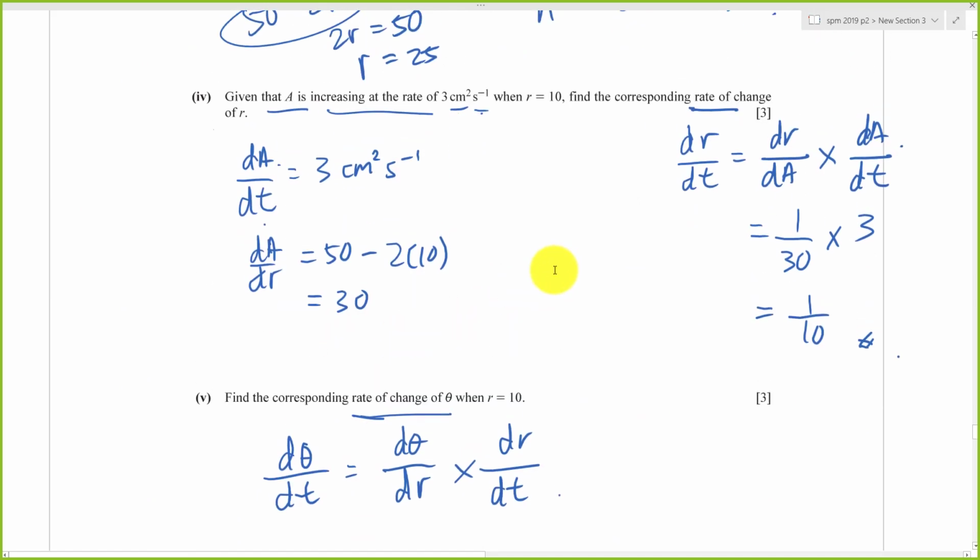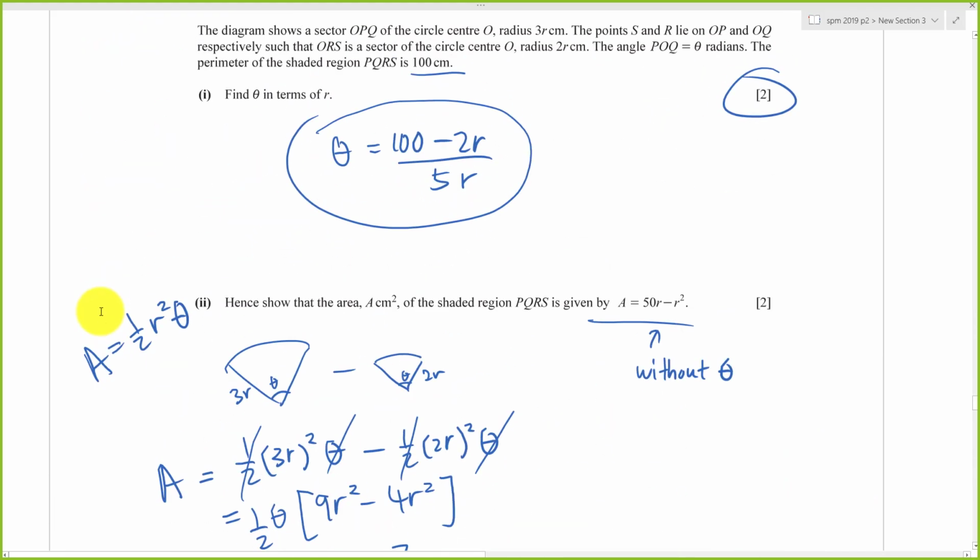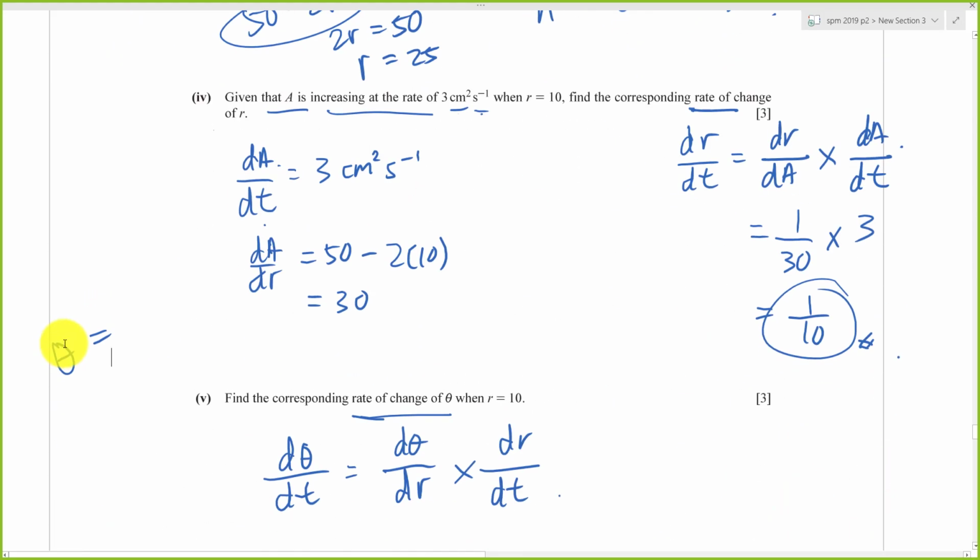Do I have the dr/dt? I believe I have the dr/dt. Yeah, it's 1 over 10. It's nice. It's 1 over 10. But I don't have the dθ/dr, so I kind of need to differentiate that one. What is that again? (100 minus 2r) over 5r.